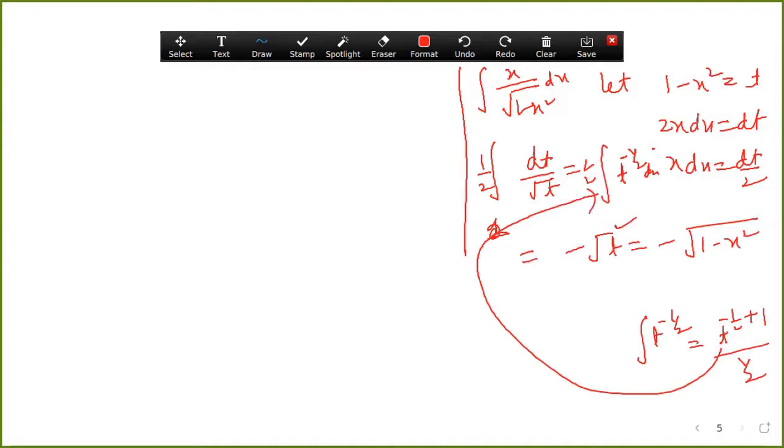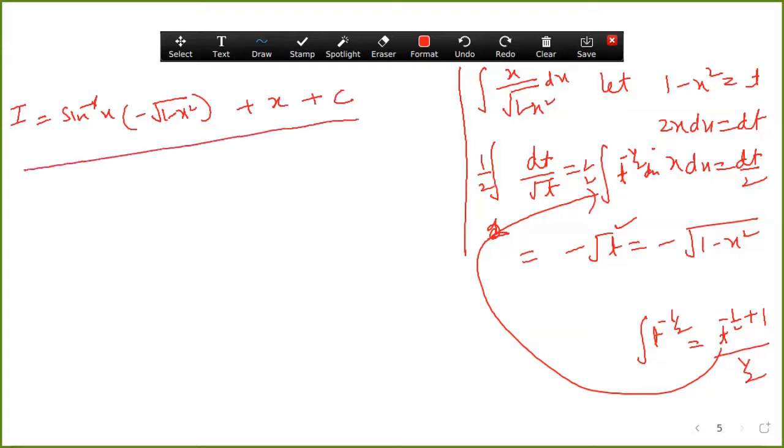Okay. Now, what is the actual answer? I is equal to sine inverse x. Now you can integrate, put the value of integration, that is minus root 1 minus x square, plus this comes out equal to x plus constant. This is the answer of the question.